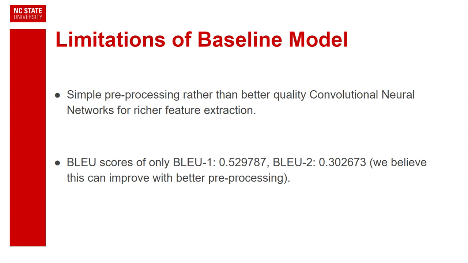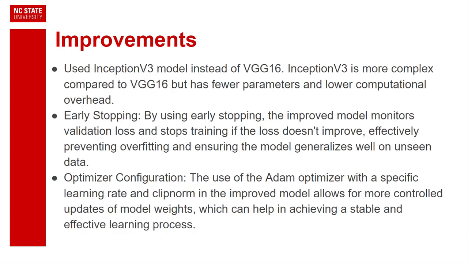Coming to the limitations of the baseline model, we feel the pre-processing is very simple rather than having a better quality CNN for richer feature extraction. And the BLEU scores of 0.529 for BLEU 1 and 0.302 for BLEU 2 are a little low, and we believe we can improve this by better pre-processing.